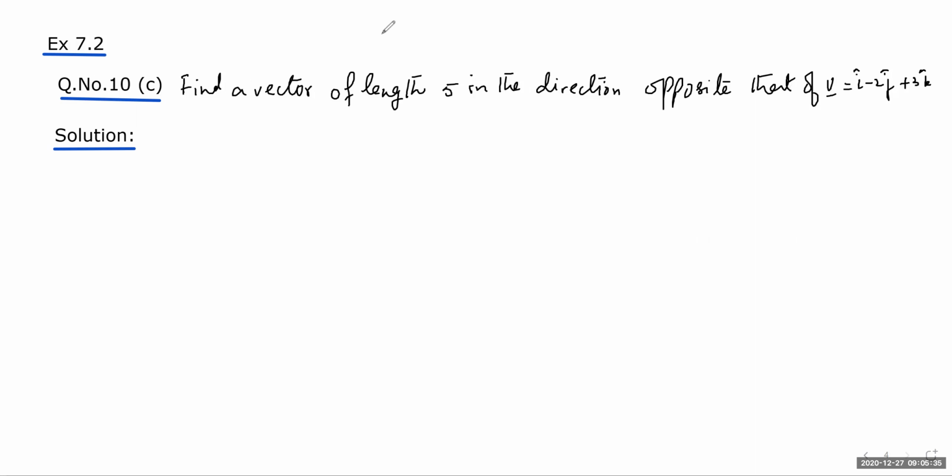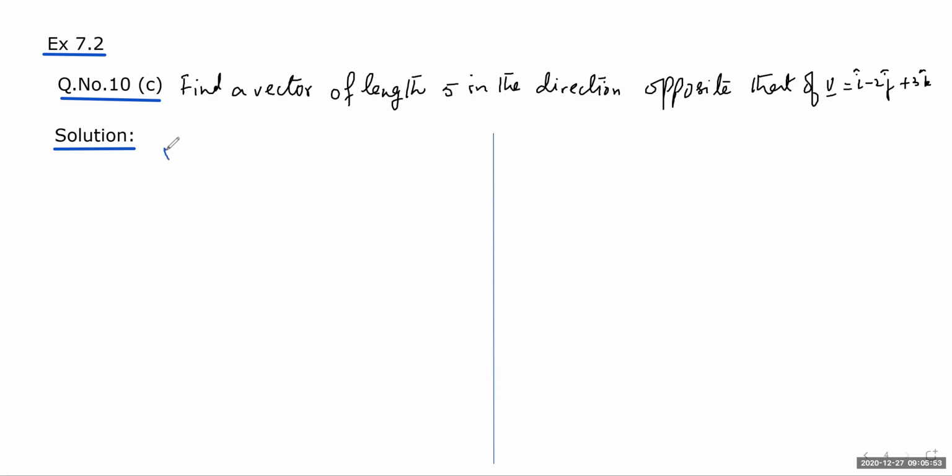So we start the solution. First of all, we are going to find the magnitude of vector V. Then we will evaluate the unit vector along vector V, and then we will find the required vector. So we start the solution.